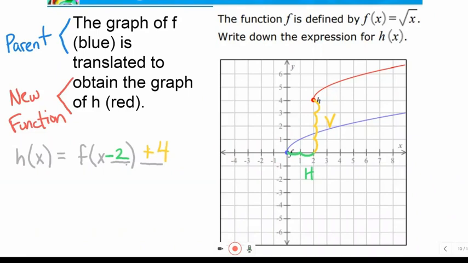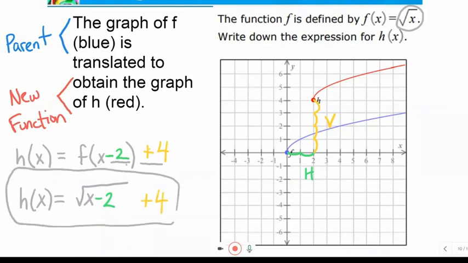So the way we actually write this, because we know it's a radical function, we wouldn't write it with the f like that, although it's possible. We'd write the square root of x, and then that -2 would go inside the square root, and that +4 would go outside the square root. That would be the graph with the equation for f of x.